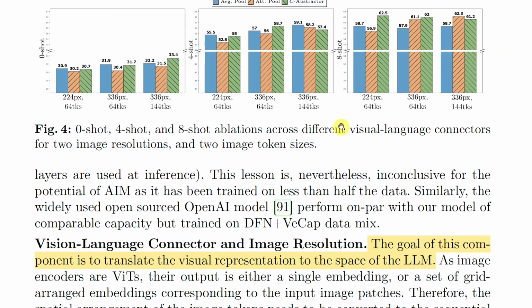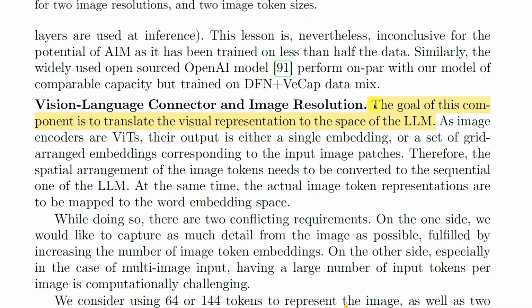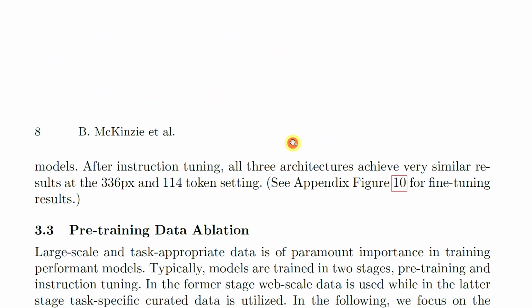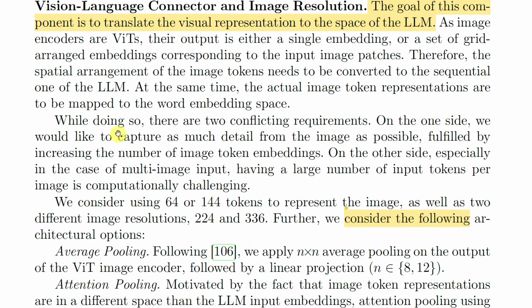Okay, moving on. The vision language connector and image resolution. The goal of this connector is to translate the visual representation to the space of the LLM. The encoder output is either a single embedding or a set of grid-arranged embeddings corresponding to the input image patches, but these image tokens need to be converted to a sequence for the LLM. Hence a challenge comes up. On one side, we would like to capture as much detail from the image as possible, fulfilled by increasing the number of image token embeddings, and on the other side, in the case of multi-image input, having a large number of input tokens per image is computationally challenging.